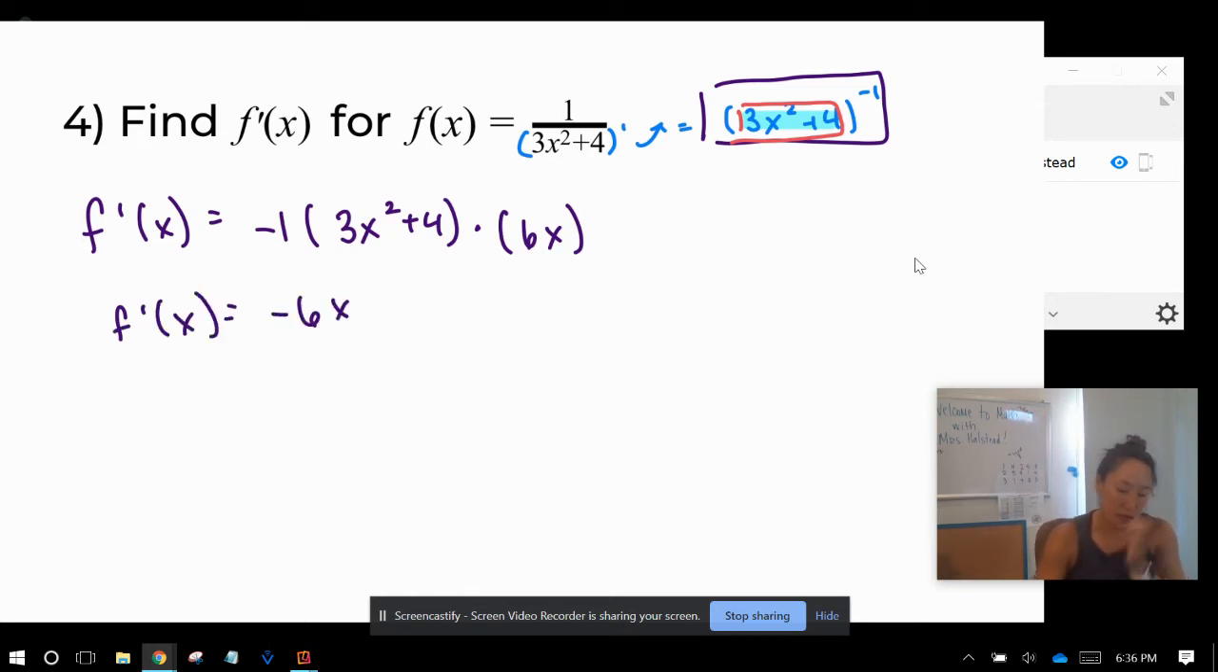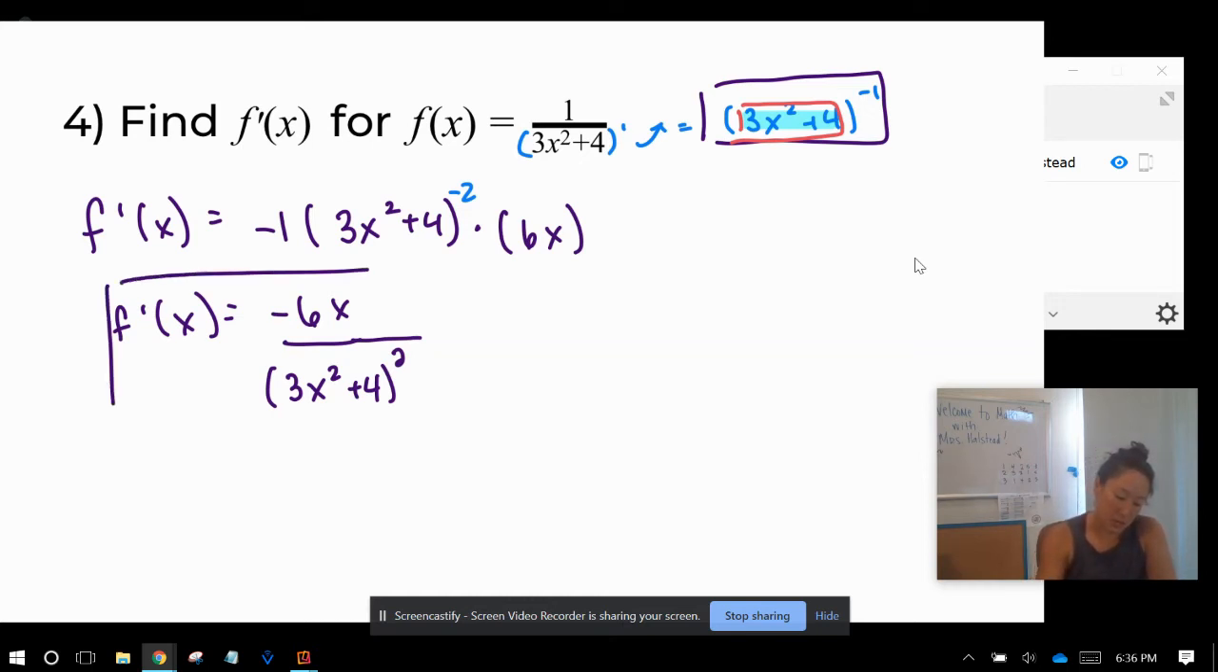Negative 6x over, you know what I forgot? When I did the derivative of the outside, I forgot to decrease my negative 1 to negative 2. Don't forget that. So the bottom is 3x squared plus 4 raised to the second power in the denominator. All right, so that's one way. This was using the chain rule.